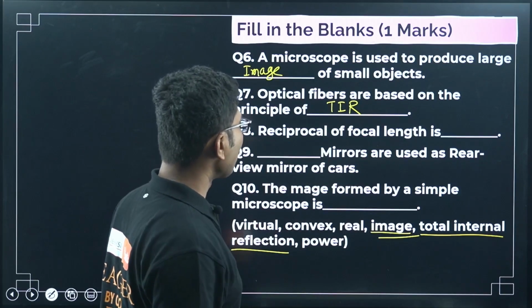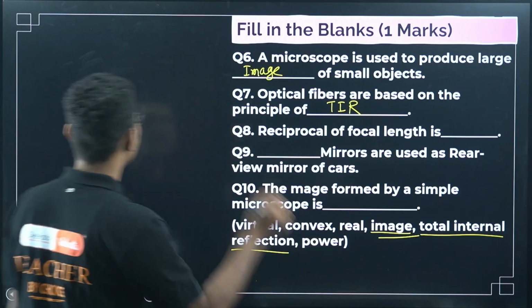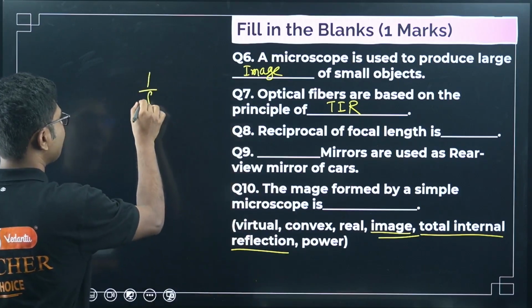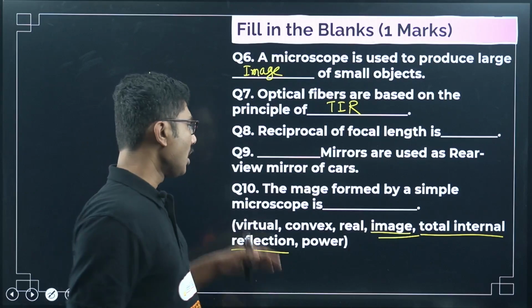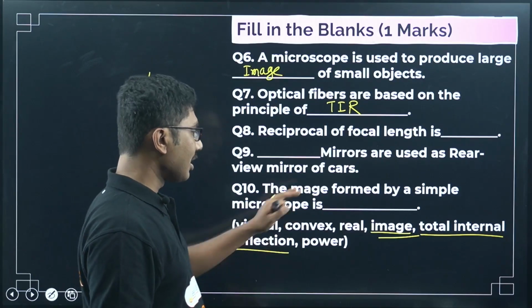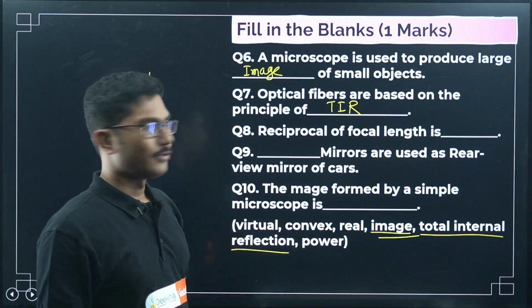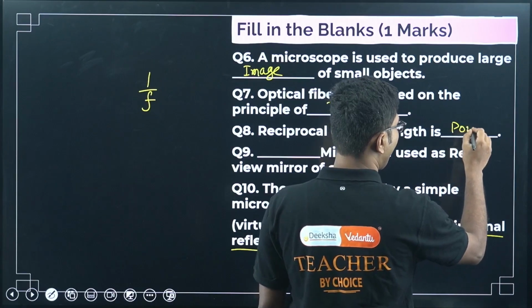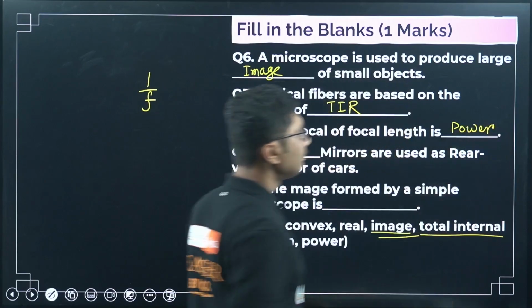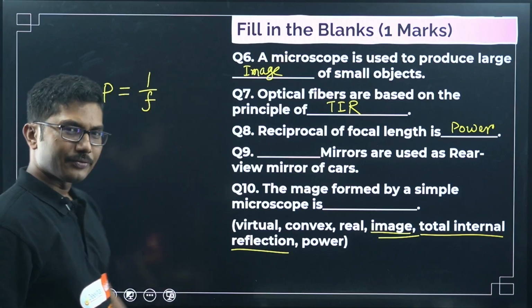Okay, reciprocal of focal length is, now reciprocal of focal length means this is called reciprocal of focal length. Right, now let's check the options if you are confused. Virtual, obviously not. Convex, not. Real, not. Power. Okay, so reciprocal of focal length is power. So now you remember P equals 1 by F, right?